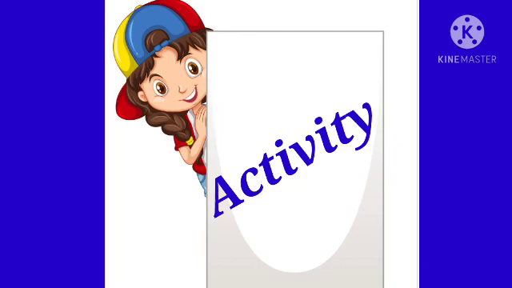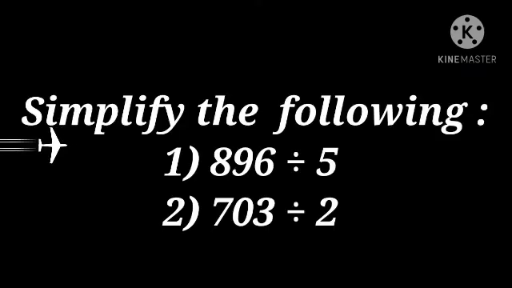Children, do the following activity. Simplify the following by using the long division method. Divide 896 by 5. Divide 703 by 2.